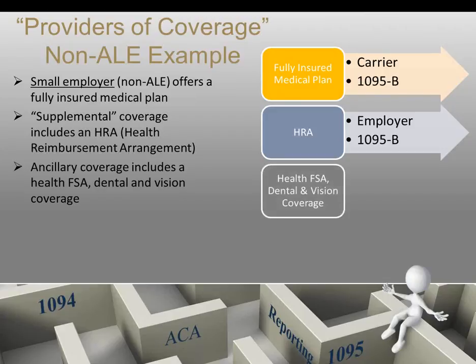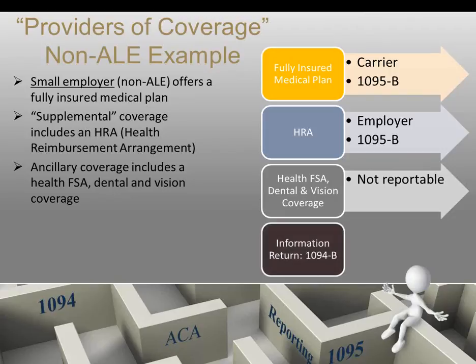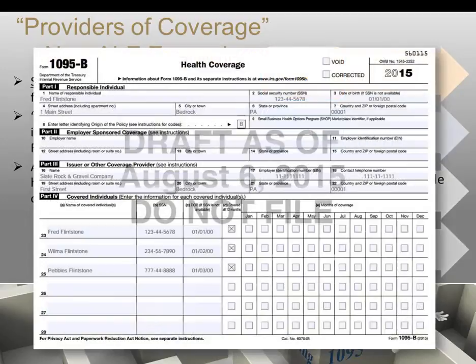Now, what about the health FSA, the dental and vision coverage? All right, still not reportable. That's still ancillary, supplemental. That's exempt. So far, we'll cross fingers, so far from the requirements. So that is not reportable. And again, I had mentioned on the information return on 1094B, both the employer and the carrier will transmit those information returns on 1094B.